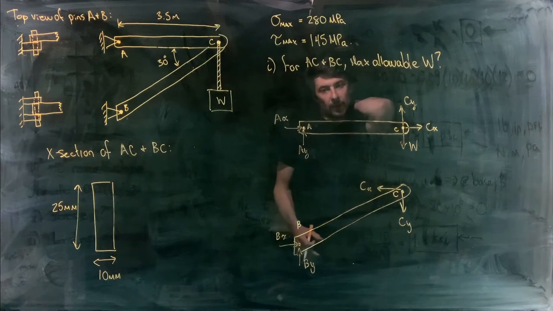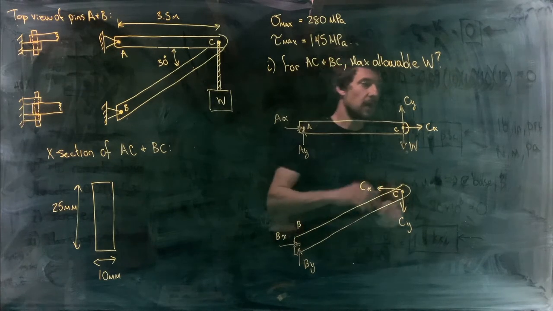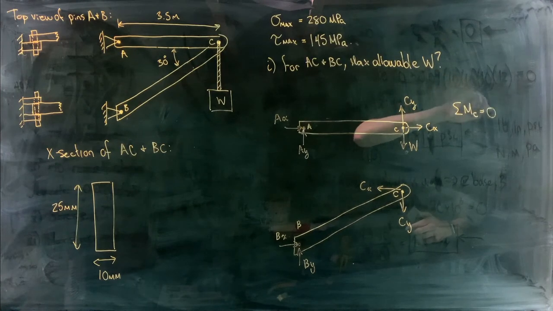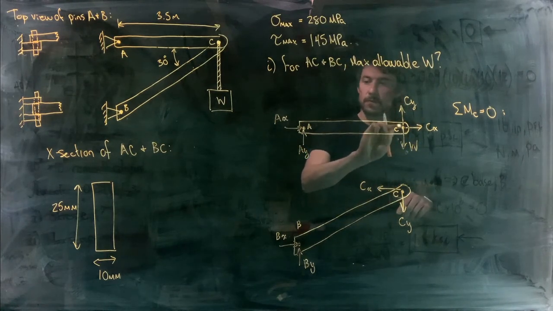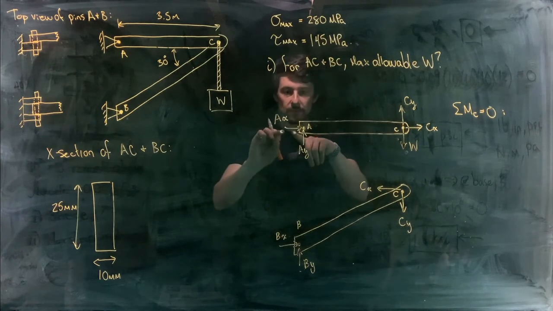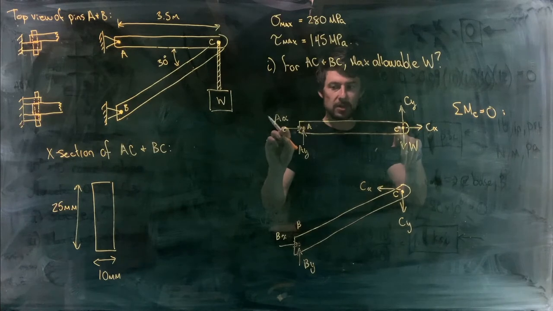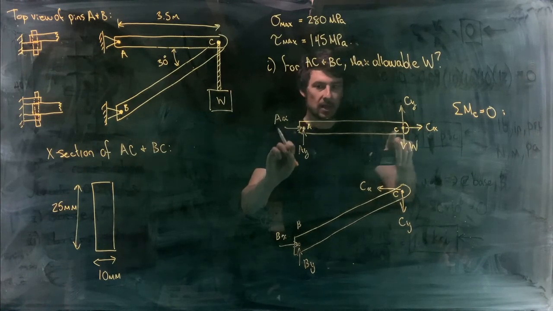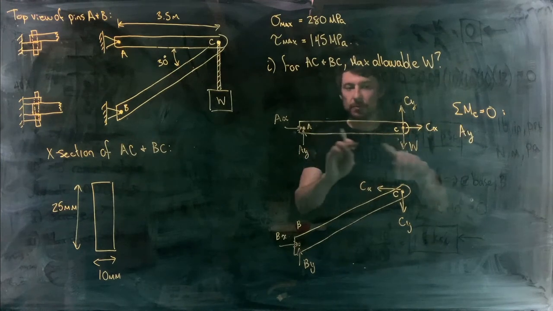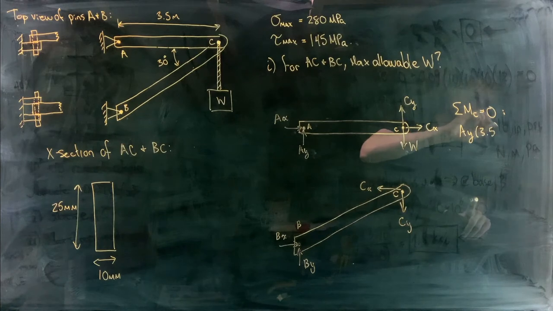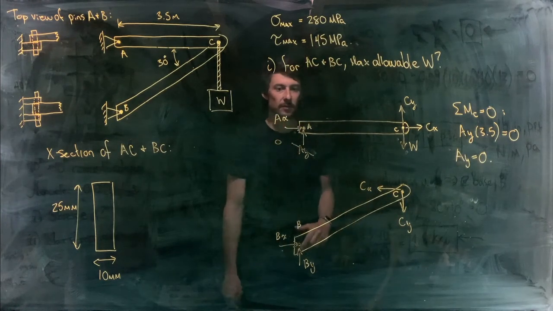Now what I want to show you is that if you take a sum of the moments about point C for member AC, all of these forces pass through point C, so they don't create a moment. Force AX passes through point C, so it doesn't have a moment arm either. The only thing that can create a moment around point C is AY. So we have AY multiplied by this length, which is 3.5 meters, equals zero. Therefore AY has to be equal to 0.